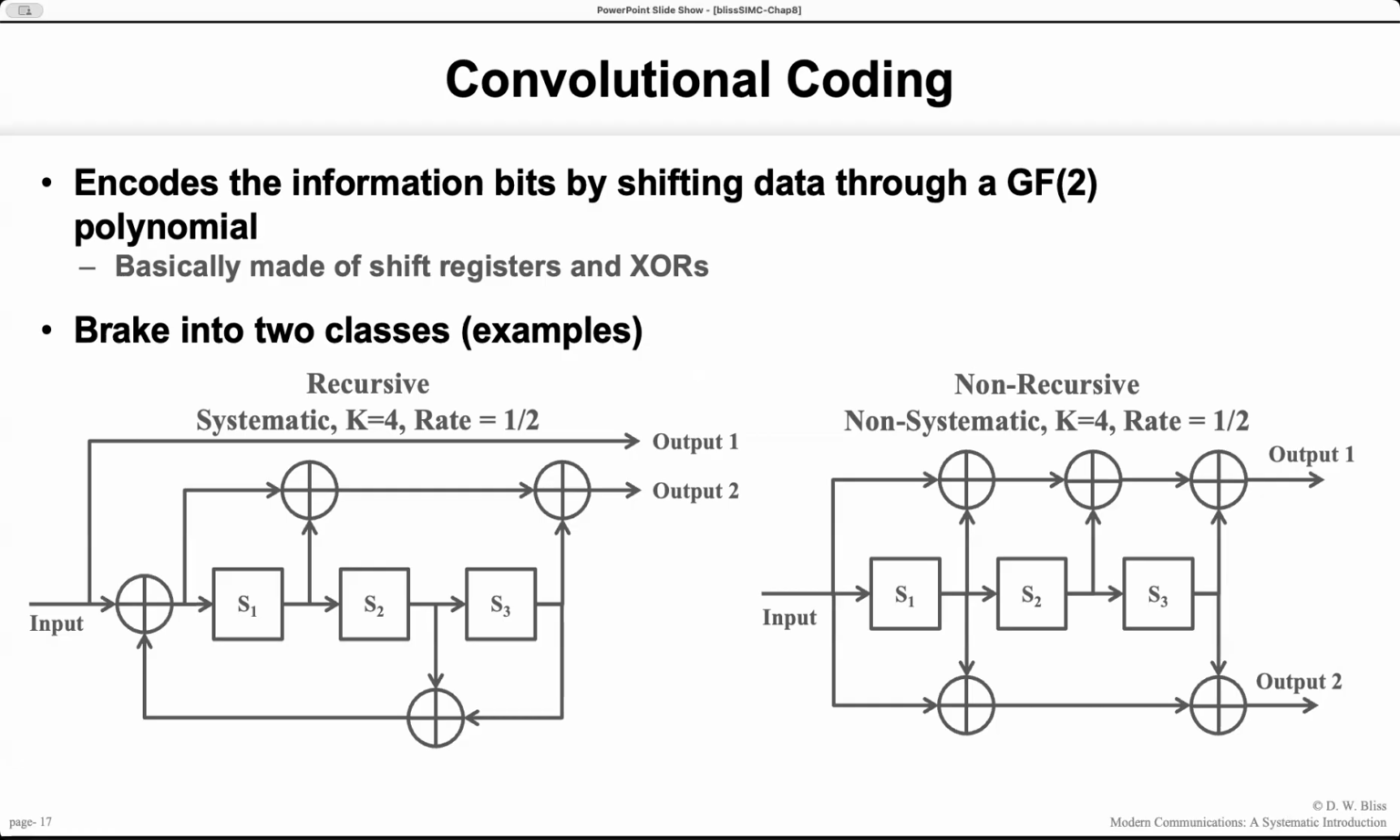Constraint length 7 to as much as 11 are commonly used. And I think I mentioned this before, sometimes people use higher order Galois fields in this as well. In any case, what we have here is an example of a recursive systematic constraint length 4 rate 1/2 convolutional code and a non-recursive non-systematic constraint length 4 rate 1/2 convolutional code, and both of these are just operating on GF2, or binary.